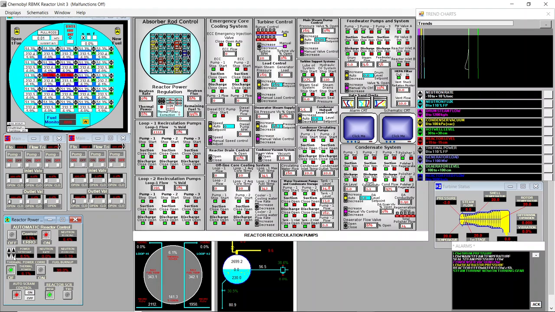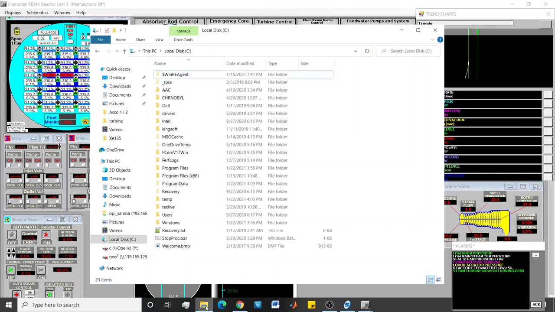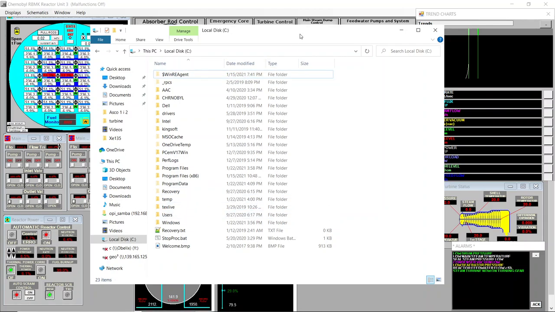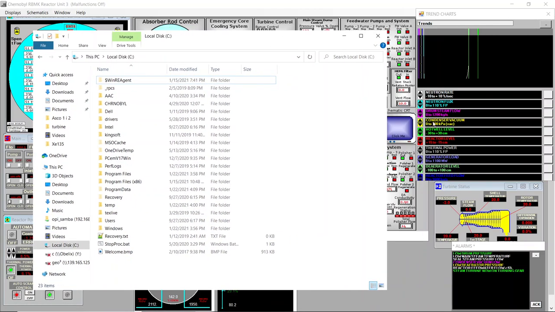Hello, this is a video for everyone having problems with the condenser vacuum during the startup of the RBMK reactor unit 3. First of all, I have already the reactor up and running here. The most likely thing that will cause the condenser vacuum, here in yellow in the trend chart, not going higher than like 16 kilopascal or so is because you didn't patch correctly the files in the main repository.